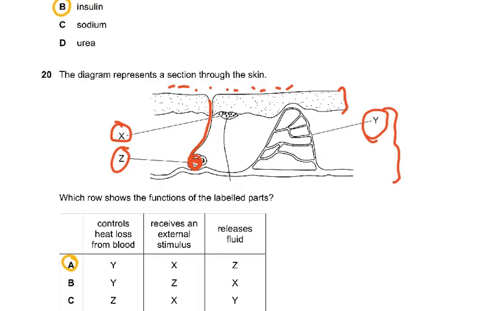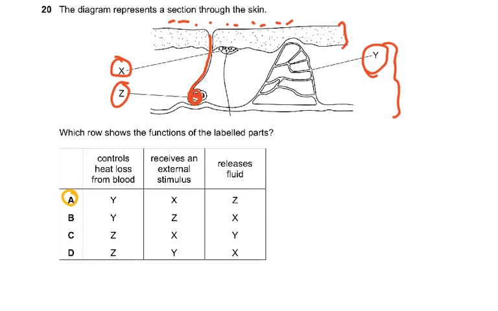Which row shows the functions? They haven't asked you the labeling of it. Now they've been clever. They've asked you the function of it. If I was doing this question, I would have said, okay, releases a fluid. Neither do the capillaries release a fluid, nor do the receptors release a fluid. So it's only the sweat glands. So Z was the only answer. I would have guessed it from that. I wouldn't have gone into the other detail at all. I would have just looked at it: if Z is the sweat gland, it releases some fluid, and that fluid is the sweat.